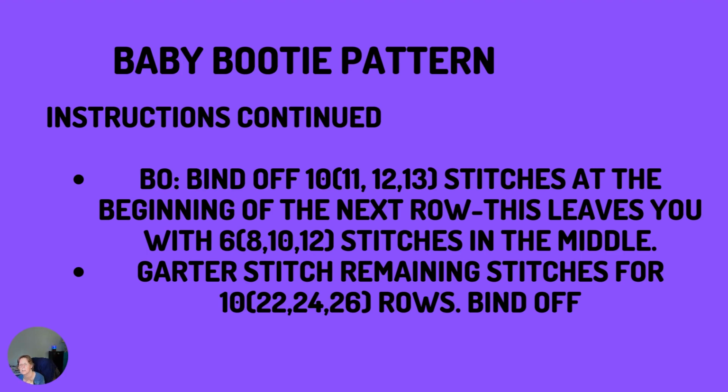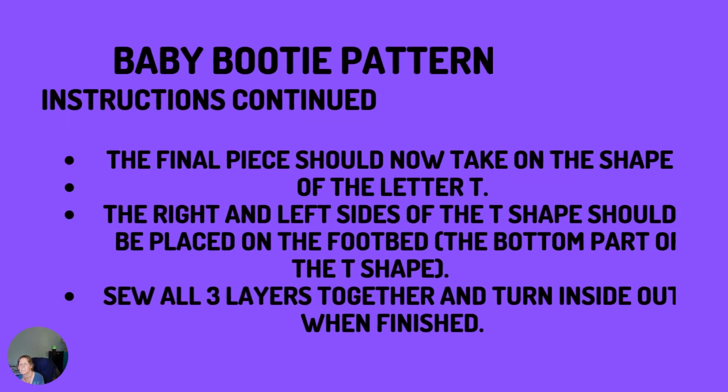This leaves you with 6 stitches in the middle to make the T shape that you're making for the baby bootie. So now you're going to be knitting with only 6 stitches in the middle because you've eliminated 10 stitches on each side of your work. You use the garter stitch to knit the remaining stitches for 10 rows. So you produce 10 more rows in the garter stitch. All right, the final piece should now take on the shape of the letter T.